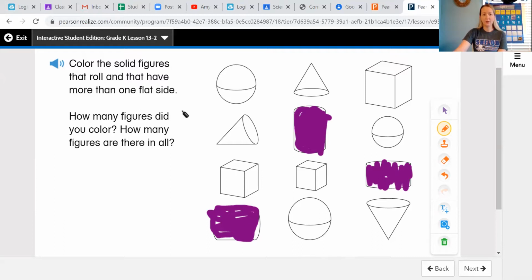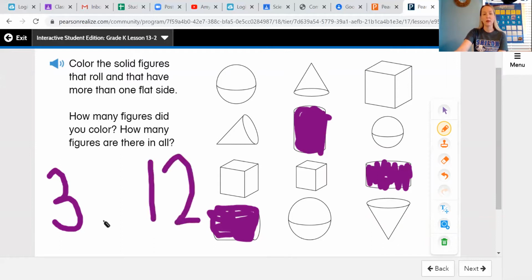Now it says, how many figures did you color? Let's count them. 1, 2, 3. We colored 3 3D solid figures. How many figures are there in all? Remember, in all means all of them. So let's count all of them. 1, 2, 3, 4, 5, 6, 7, 8, 9, 10, 11, 12. 12 in all, and 3 that we colored.